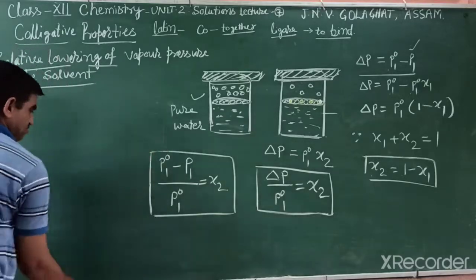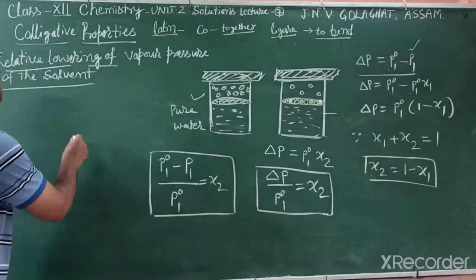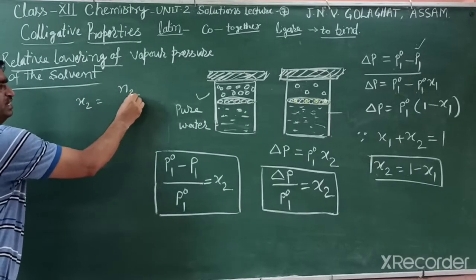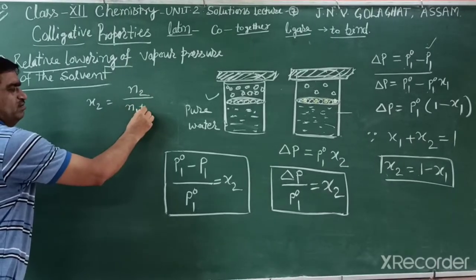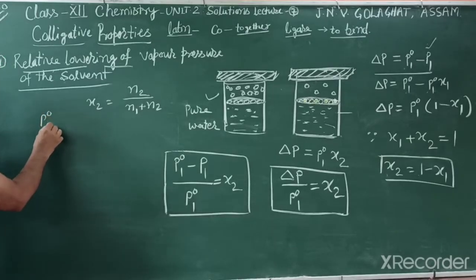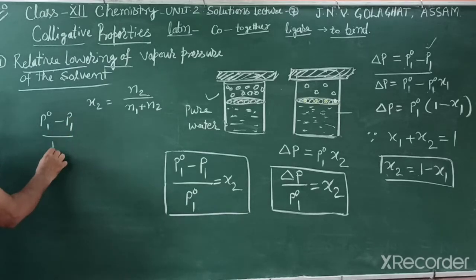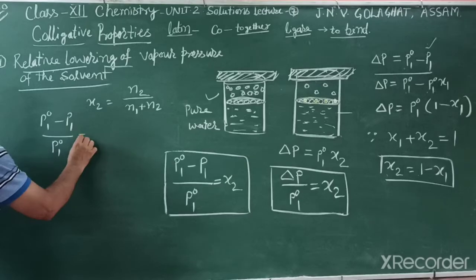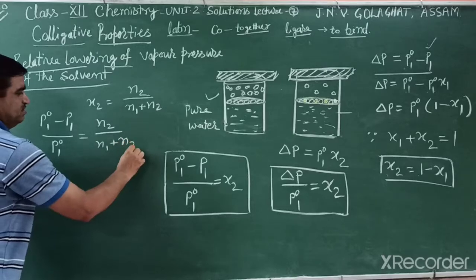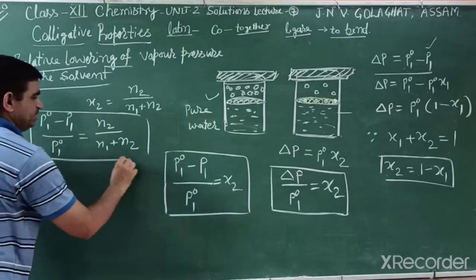To solve this equation, you already know how we find mole fraction. Mole fraction is known as moles of the individual substance by total moles, N1 plus N2. I can write in this equation: pure vapor pressure of the component minus vapor pressure of solvent, divided by pure vapor pressure of solvent, is equal to N2 divided by N1 plus N2. This equation also we can use for solving numerical problems.